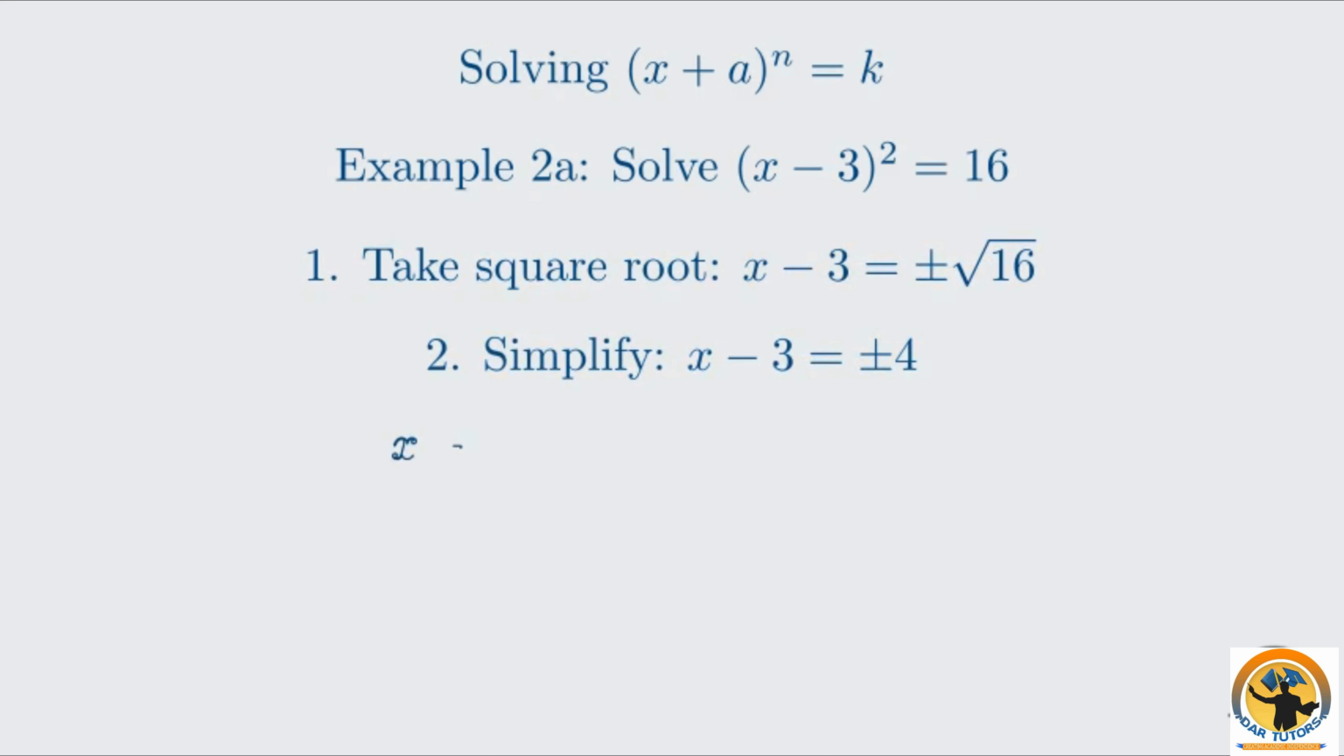Now we have two separate linear equations to solve. First, x minus 3 equals positive 4, which gives x equals 7. Second, x minus 3 equals negative 4, which gives x equals negative 1. Therefore, the two solutions to the equation are 7 and negative 1.